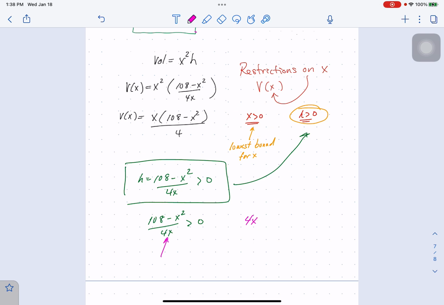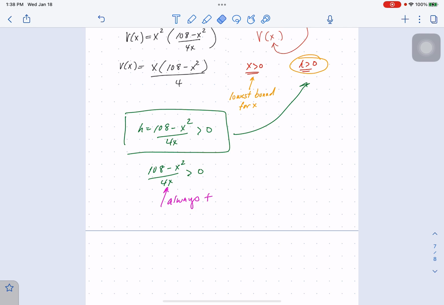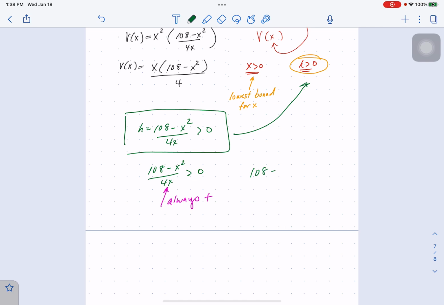So this is always going to be positive. So that's always going to be positive. So that leaves only the top to change signs. So that means that 108 minus x squared therefore must be greater than 0. Well, if I'm going to work with this and I'm going to rearrange it, I'm going to take the x squared to the other side.